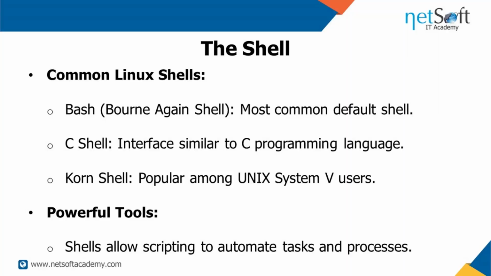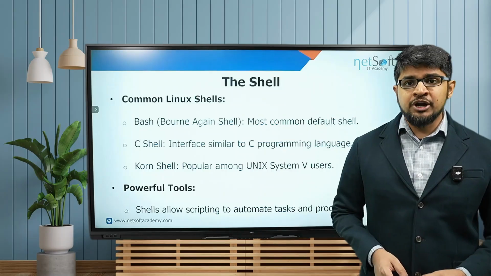Some common shells include the bash shell, which stands for Bourne Again Shell. This is the most common default shell in most Linux distributions. There's also the C shell, which is an interface very similar to C programming. And then there's the Korn shell, which is often popular in Unix programs.